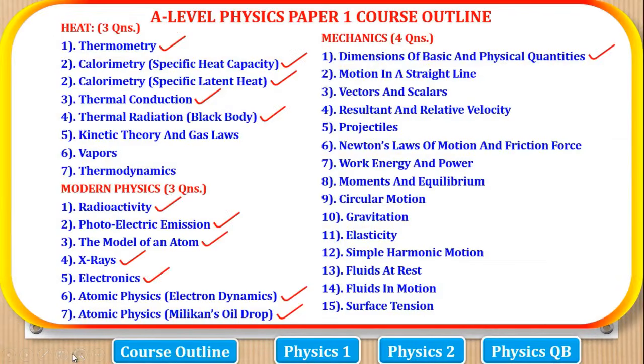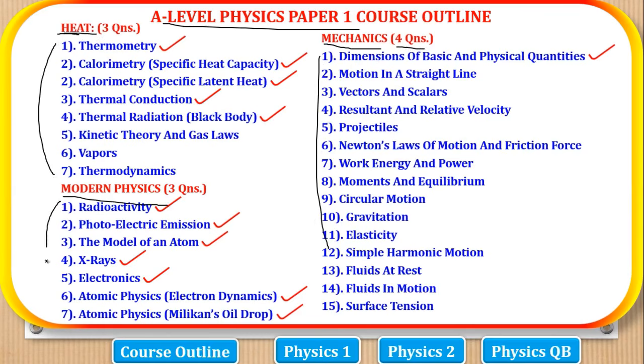Before we start, let's just look at the course outline of physics paper 1. Physics paper 1 is divided into three parts. The first part is mechanics, where 4 questions come from these topics. The second part is heat, where 3 questions come from these topics. And the third part is modern physics, where 3 questions come from these topics. But now we shall first deal with some topics in mechanics.